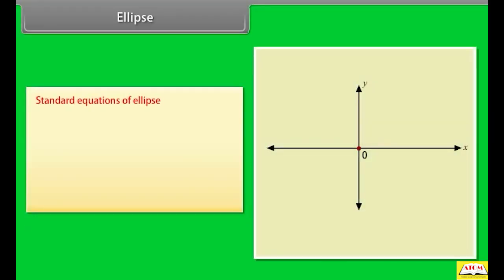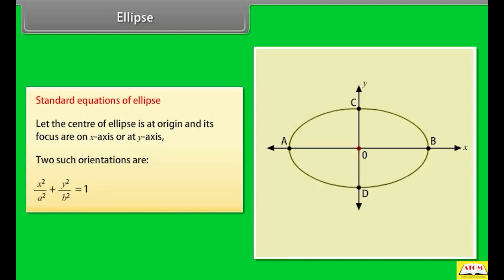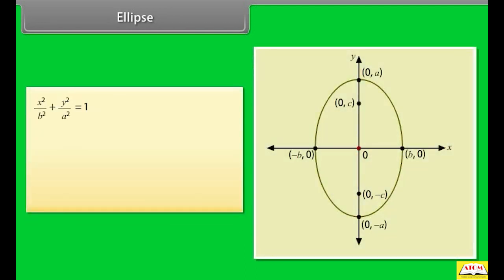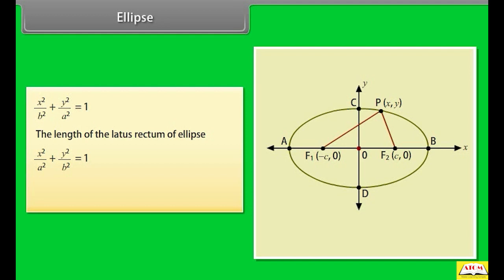Standard equations of ellipse. Let the center of the ellipse be at the origin and its foci on the x-axis or the y-axis. Two such orientations are x square upon a square plus y square upon b square is equal to 1, and x square upon b square plus y square upon a square is equal to 1. The length of the latus rectum of the ellipse x square upon a square plus y square upon b square is equal to 1, is 2b square upon a.